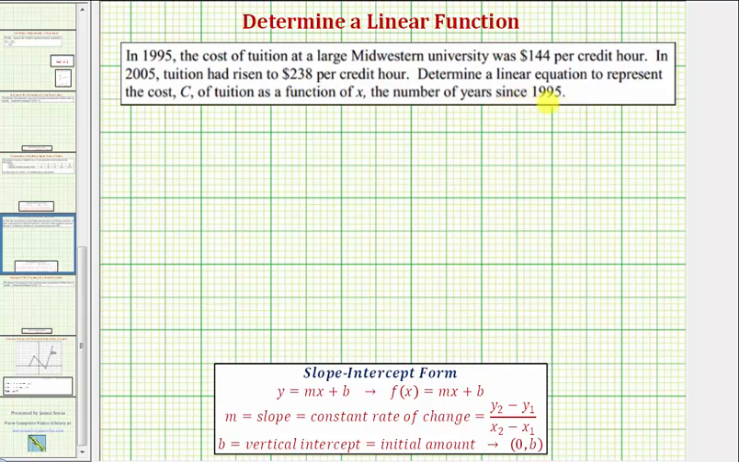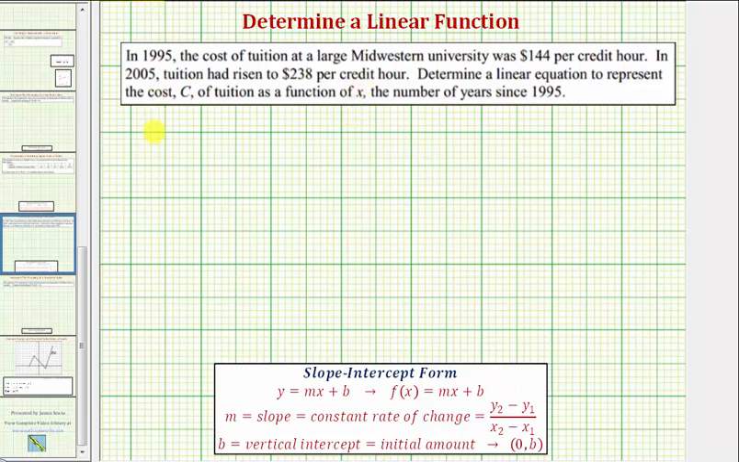since 1995. So to find our linear equation, which we'll write using function notation, because we want C as a function of x, we'll write the given information as ordered pairs, and then we'll use those ordered pairs in order to find our linear function.